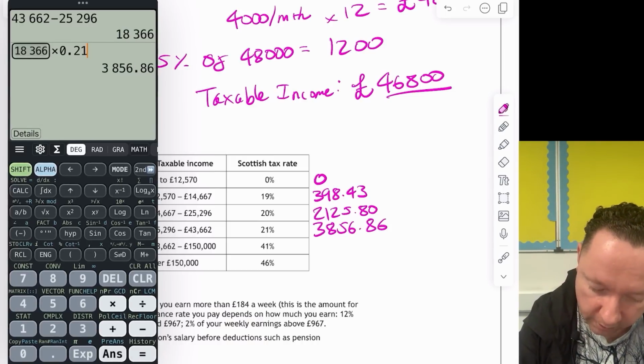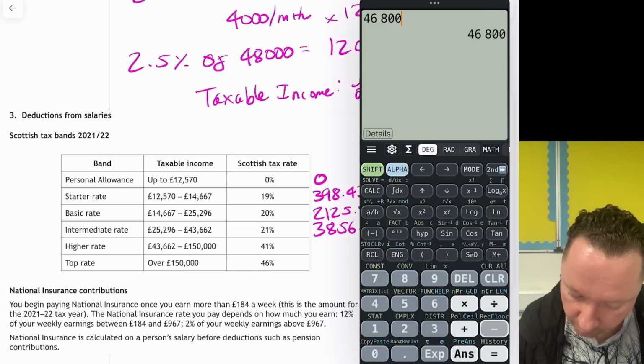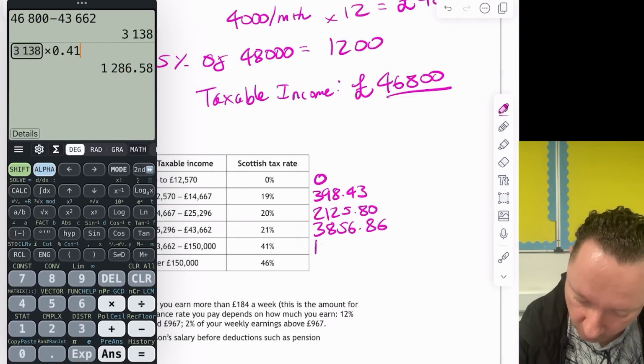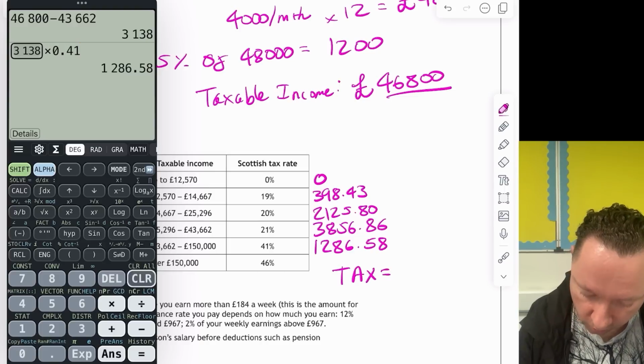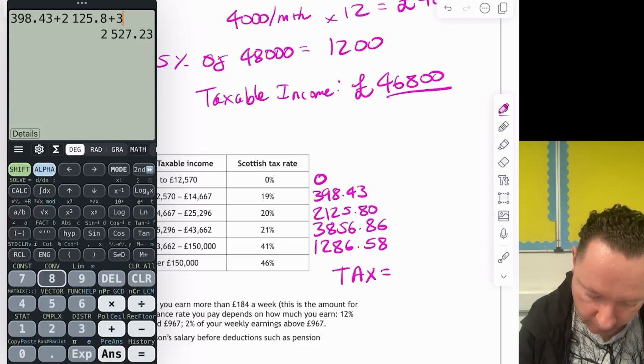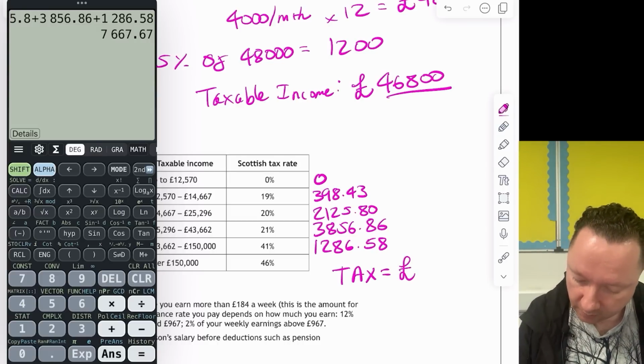3856.86. And then the last one is where we're in her income, so 46,800 minus 43,662 times 0.41, 1286.58. So her tax equals the total of all the numbers. Make sure you don't make a mistake typing them in. I get £7,667.67.